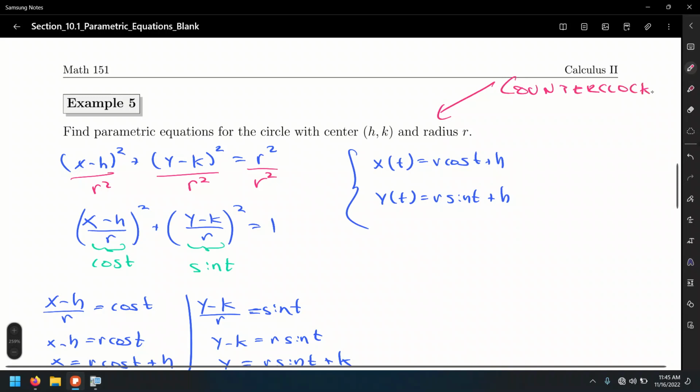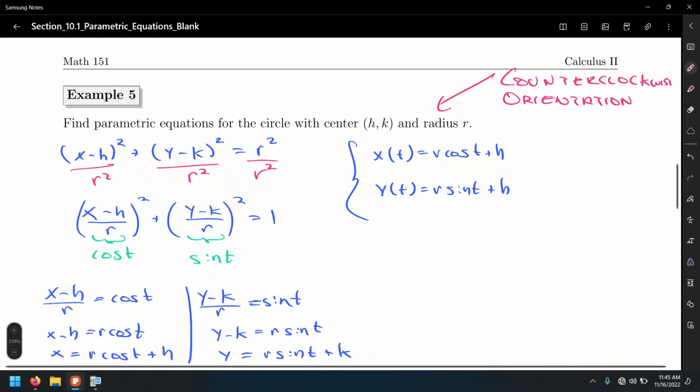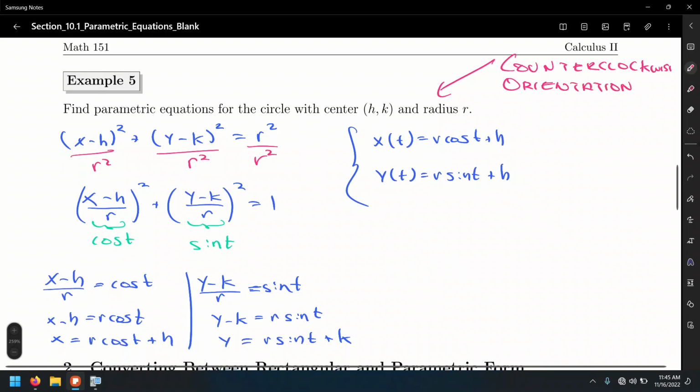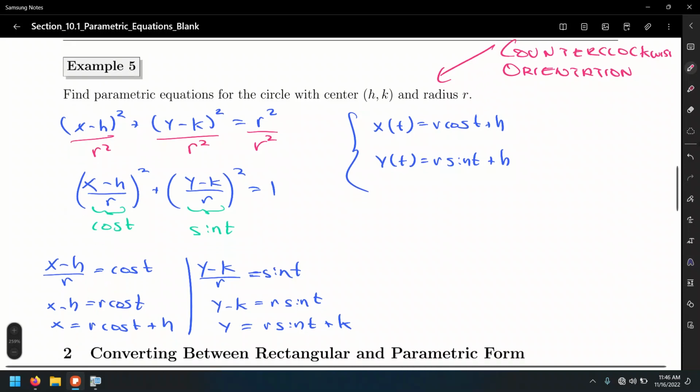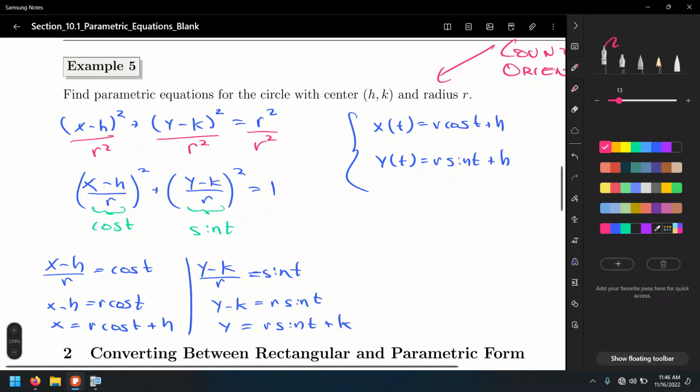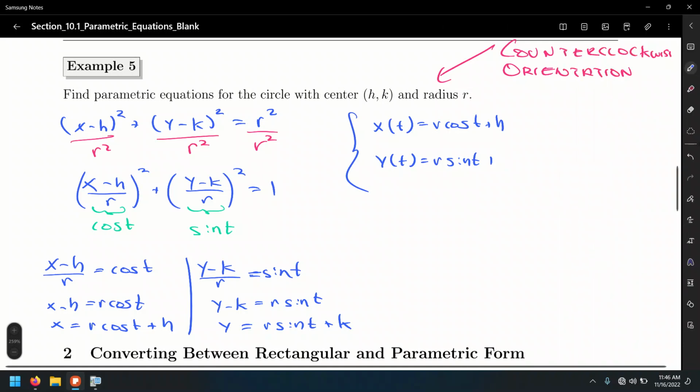Counterclockwise orientation. So in this case, that's going to describe any circle in a counterclockwise direction. Yes? Y of t is r sine t plus k. Oh, yes. Where's the k here? I forgot the k. Yes, thank you. I think it looks like I wrote the h twice. Okay. Well, how about an example?